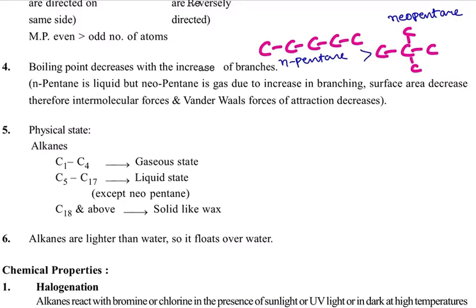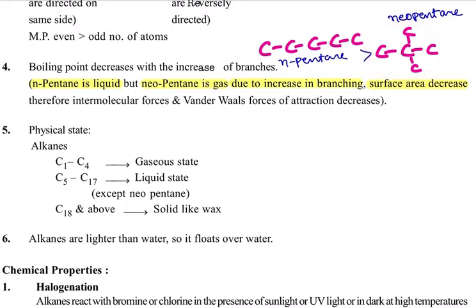Why does it have a higher boiling point? When it has a long chain, the surface area is higher. Due to increase in branching, neopentane is a gas and n-pentane is a liquid. In neopentane, branches are there, so the surface area is less. With fewer branches, surface area is more, and more surface area means intermolecular forces are more, so van der Waals attractions are more.